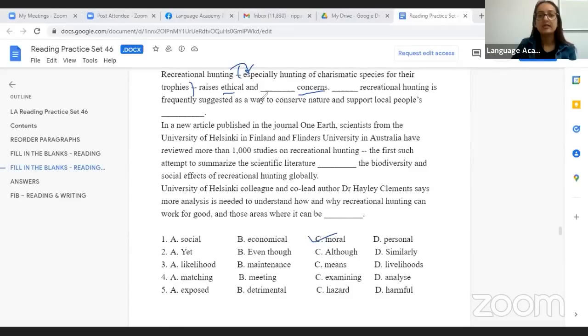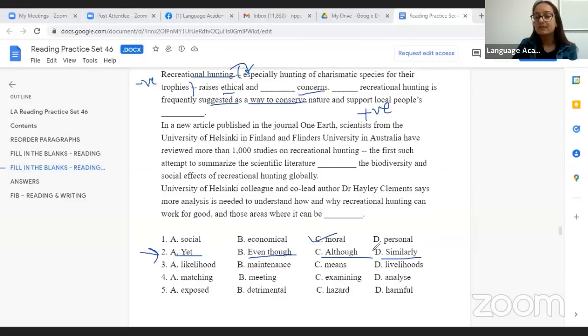Dash recreational hunting is frequently suggested as a way to conserve nature and support local people's dash. So we have connectors. If we look at the options at number 2, we have connectors. So that means we need to understand what is the connection between sentence 1 and sentence 2. Only then we can select it. So the first sentence was negative because we said it has ethical concerns, it has moral concerns. It was a negative sentence. And the next one says recreational hunting is frequently suggested as a way to conserve nature. Means it is a positive statement about recreational hunting. So that means these two sentences are going opposite to each other, one negative and one positive.